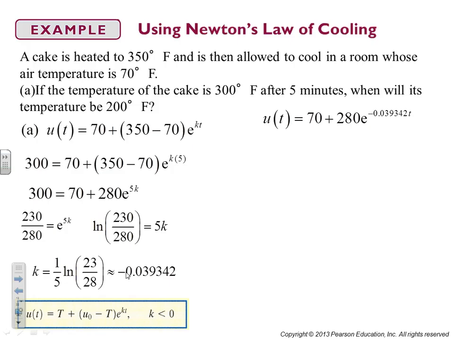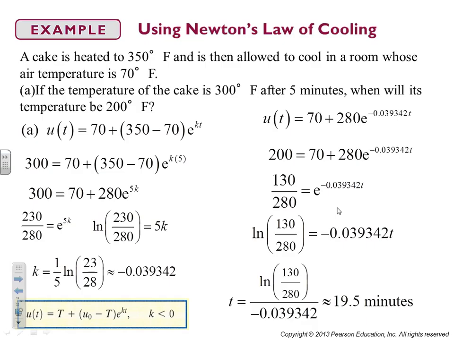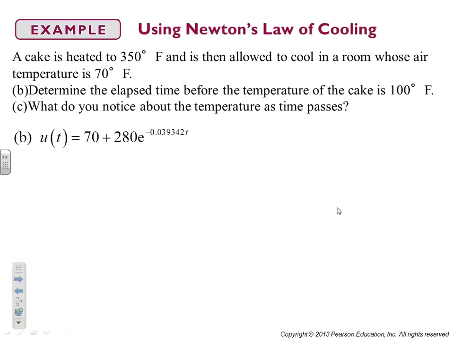So it appears here. And when will its temperature be 200? So we're going to set this part equal to 200. Subtract out 70 to get 130. Divide by the 280. It's Jennifer's turn. When we get to the e, natural log of both sides, yeah. Then divide by our constant, and we get approximately 19.5 minutes. Please tell Kelly that we learned this. It was all cool. It's all physics awesomeness.